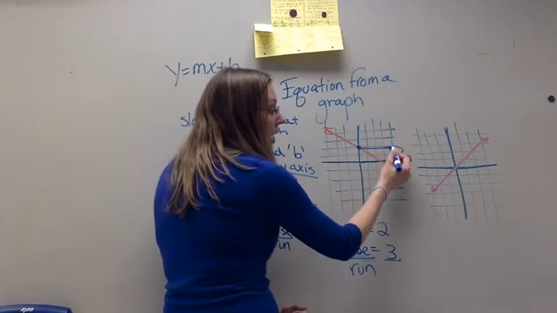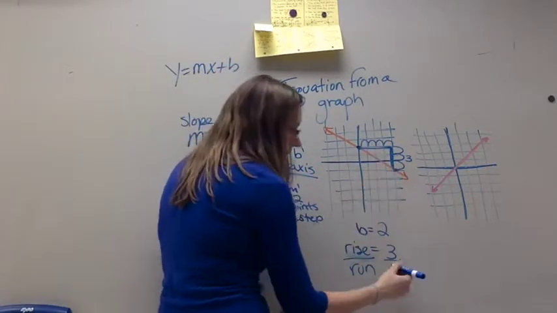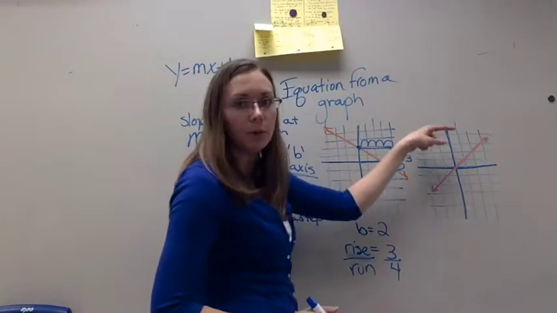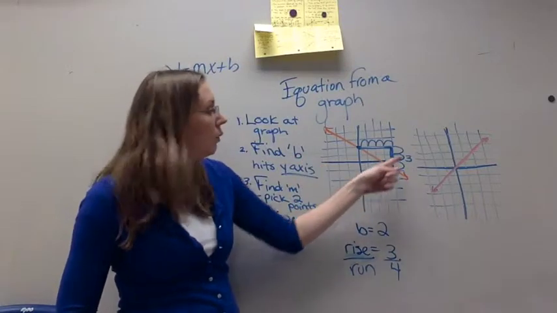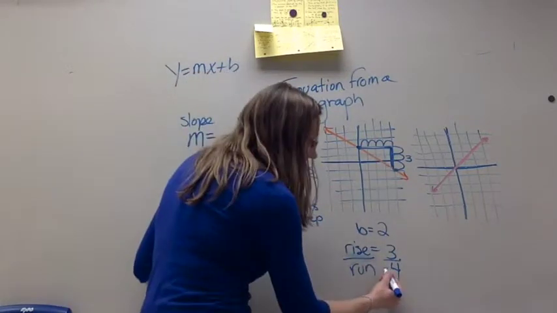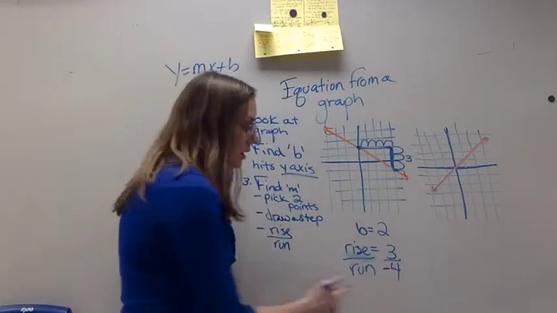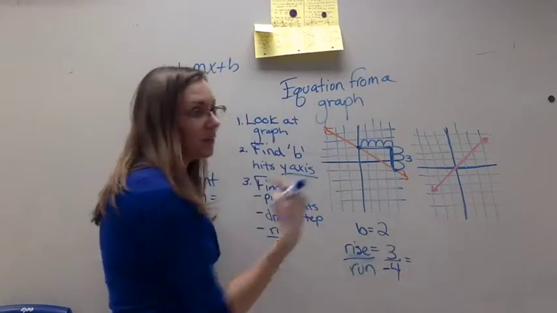Now look at this. My run is 1, 2, 3, 4. But did I go forwards 4? No, I went backwards 4. When I go backwards 4, that means that's actually a negative, okay? Now, I can't simplify this by popping the negative on the outside.